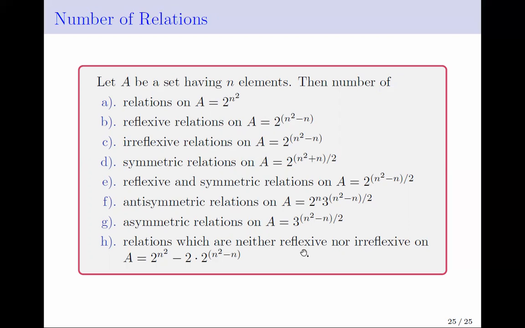Relations which are neither reflexive nor irreflexive on A is 2 raised to n squared minus 2 times 2 raised to n squared minus n. Total we have 2 raised to n squared elements. Then neither reflexive nor irreflexive means I subtracted both reflexive and irreflexive. We have reflexive, 2 raised to n squared minus n, and irreflexive, 2 raised to n squared minus n. Therefore 2 raised to n squared minus 2 times 2 raised to n squared minus n. You have to learn this result by heart.